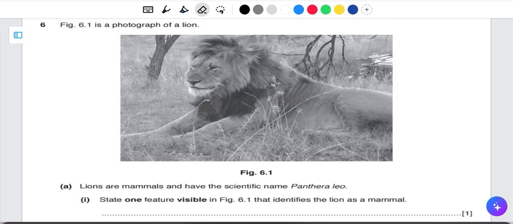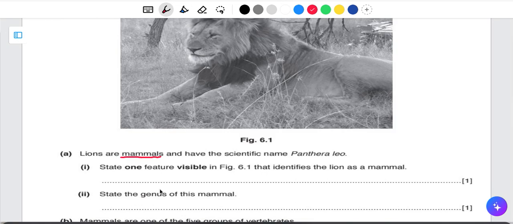to look at this question. So it is saying figure 6.1 is a photograph of a lion. Right, so the first question is saying lions are mammals and have the scientific name Panthera leo. So Panthera leo is the scientific name for the lion. Then in terms of the kingdom, they belong to the mammals or mammalian kingdom. Okay, so that's the mammalian kingdom.